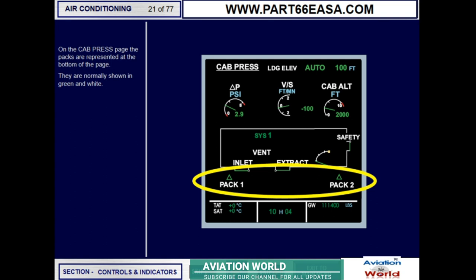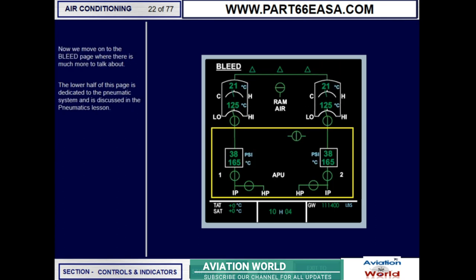On the cabin pressure page, the packs are represented at the bottom of the page. They are normally shown in green and white. If a pack flow control valve is closed and the associated engine is running, the respective pack is displayed in amber. Now we move on to the bleed page, where there is much more to talk about.